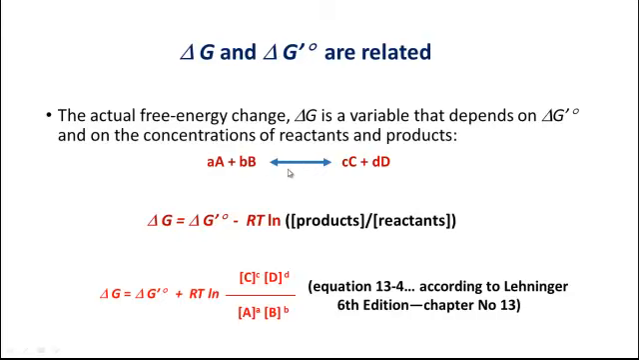So for this reaction, delta G is a variable because delta G will change according to the concentration of the reactants. Whereas delta G prime naught, or the change in the standard free energy, is a constant value, because we said that the standard free energy is determined only when the initial concentration of each component is equal to 1 mole.